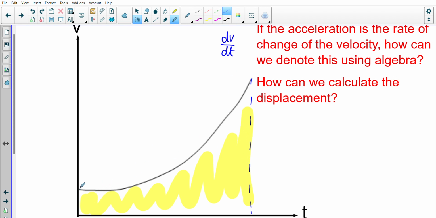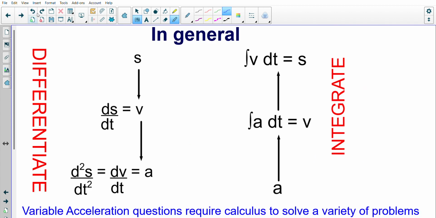So in this case, it could be t is 0 and t is 8. And how we would do that would be to integrate. So we would integrate v with respect to t. So just to summarise, we can differentiate to find the velocity, the acceleration.